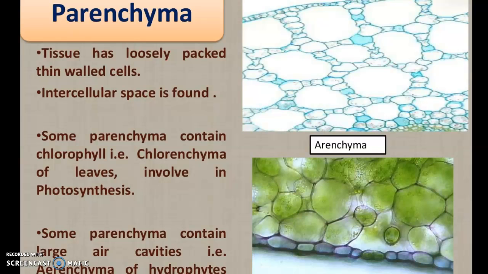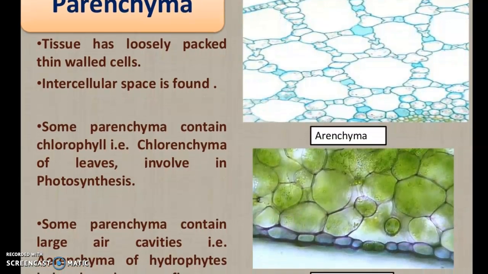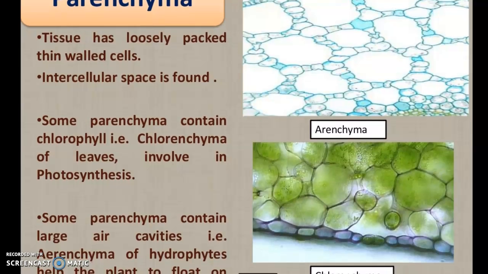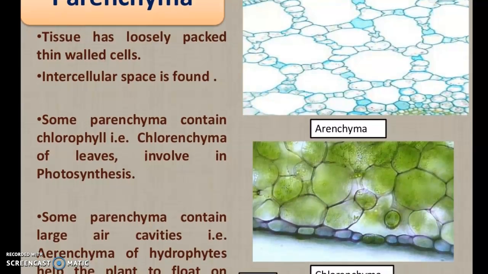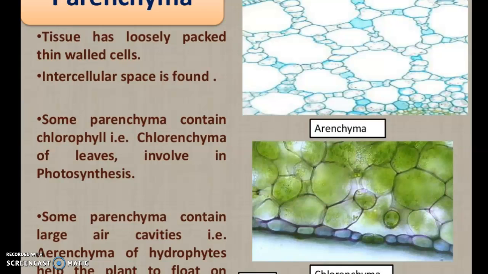Some parenchyma cells also have air cavities. These air cavities are known as aerenchyma, and they are present in hydrophytes, those plants which live in the water, and they help the water plant to float.